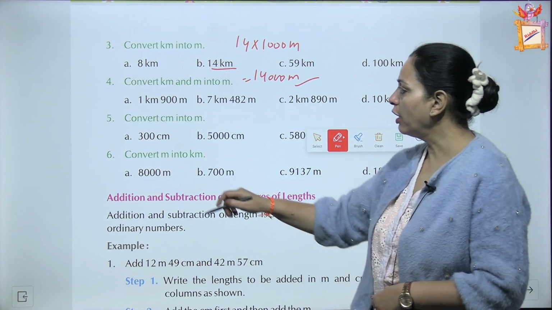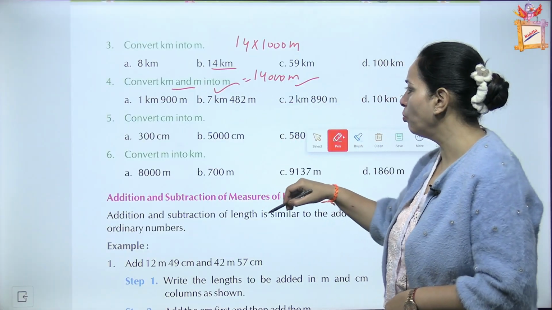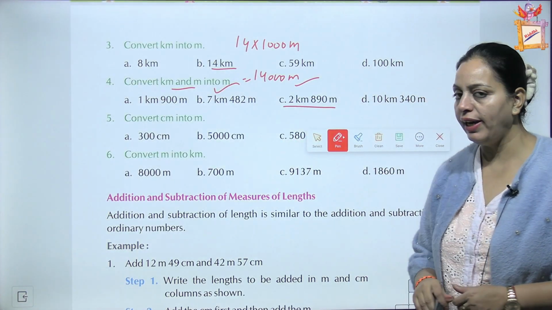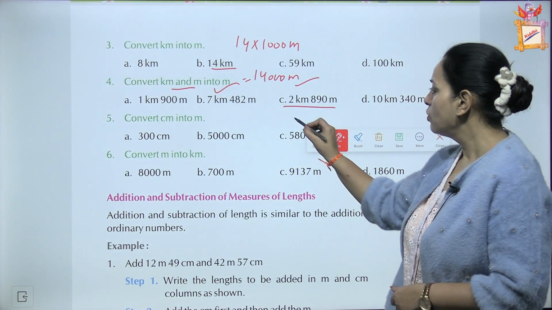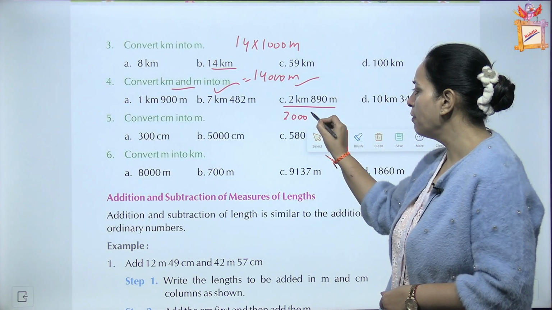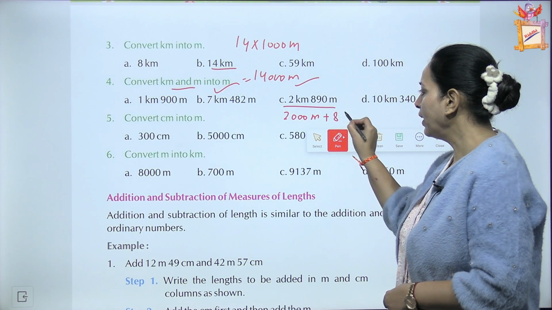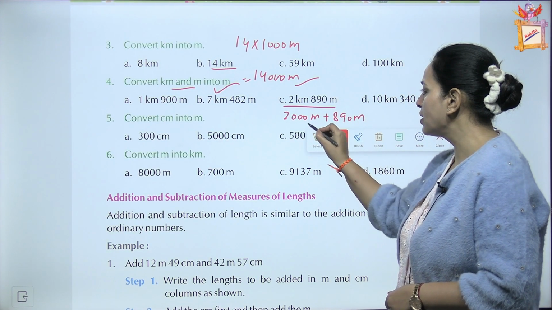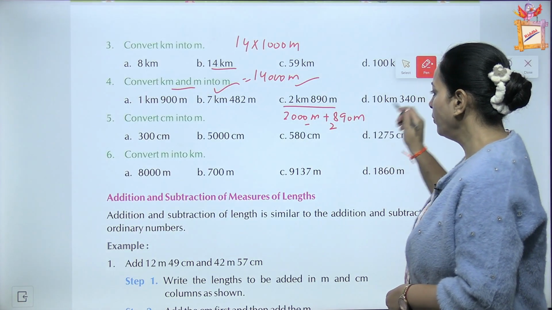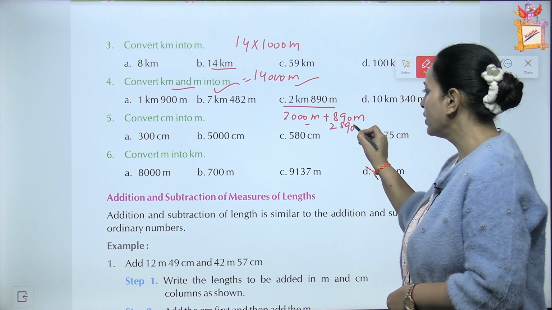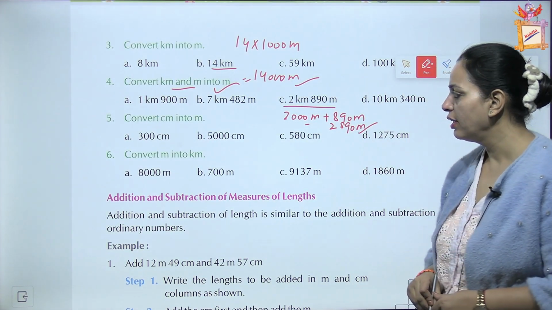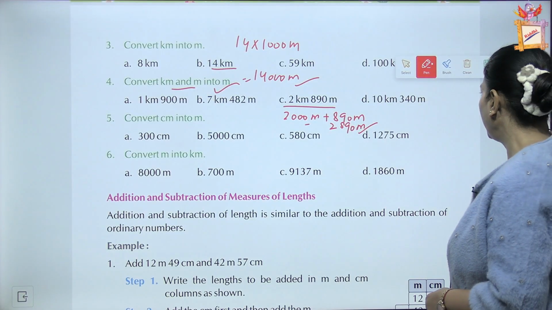The fourth, convert kilometer and meter into meter. Like 2 kilometer 890 meter. So 2000 meter plus 890 meter. So answer is 2890 meter. Now similarly you can try remaining parts.